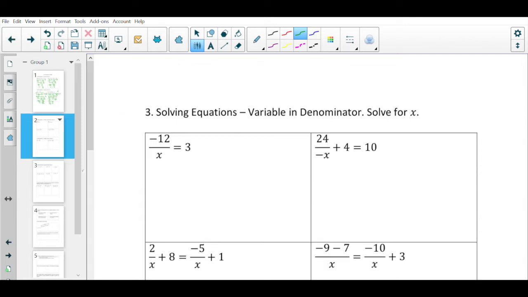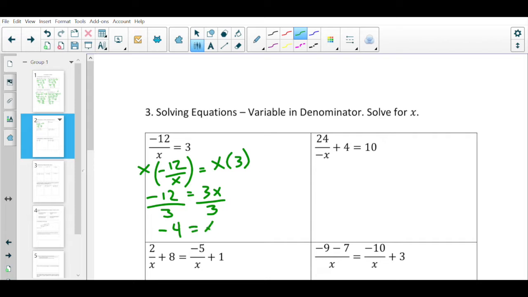Solving equations, variable in the denominator. So we need to multiply both sides by x to get rid of that in the denominator. So that's what this looks like. Okay? So the x's cancel. We have negative 12 equals 3x. We divide by 3. That's negative 4 equals x.